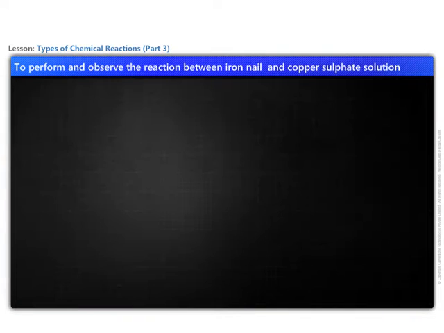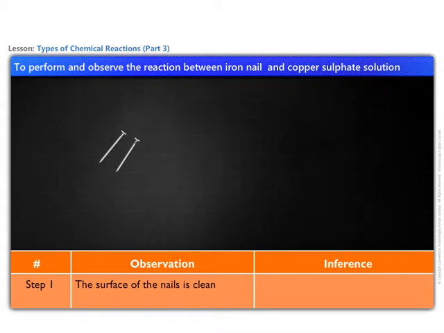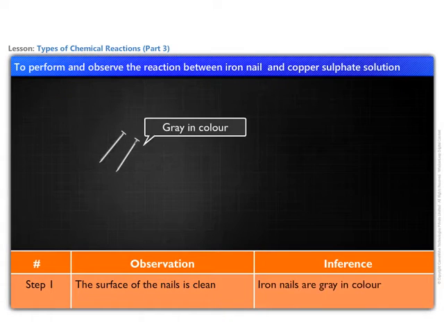To perform and observe the reaction between iron nail and copper sulfate solution, take 2 iron nails and clean them by rubbing with sandpaper. What is your observation? The surface of the nails is clean. What do you infer? Iron nails are grey in color.